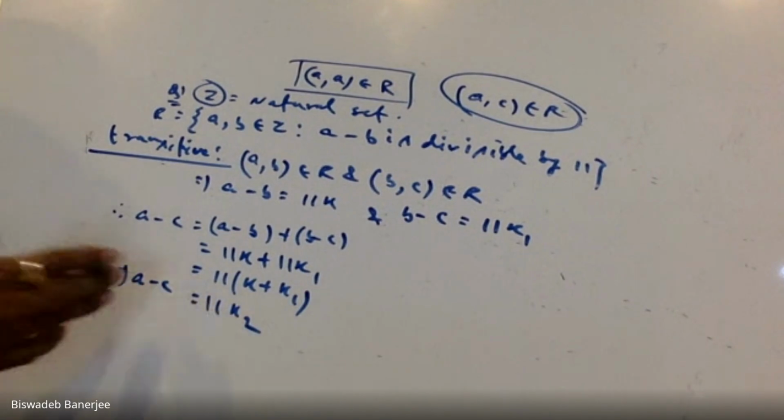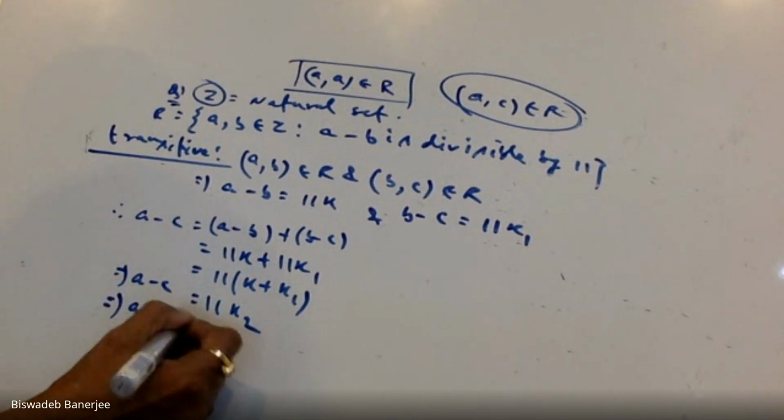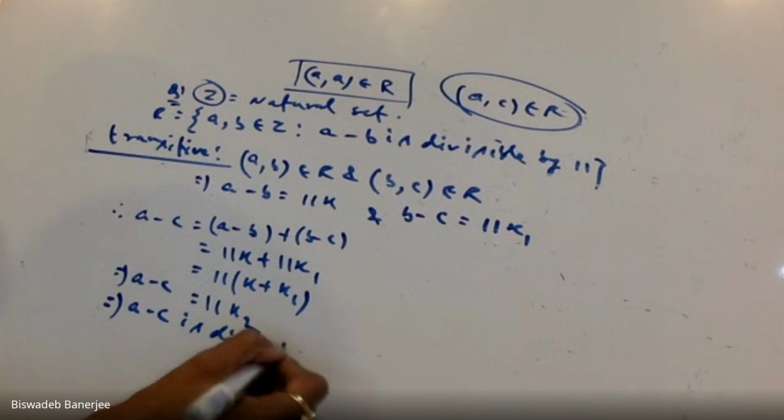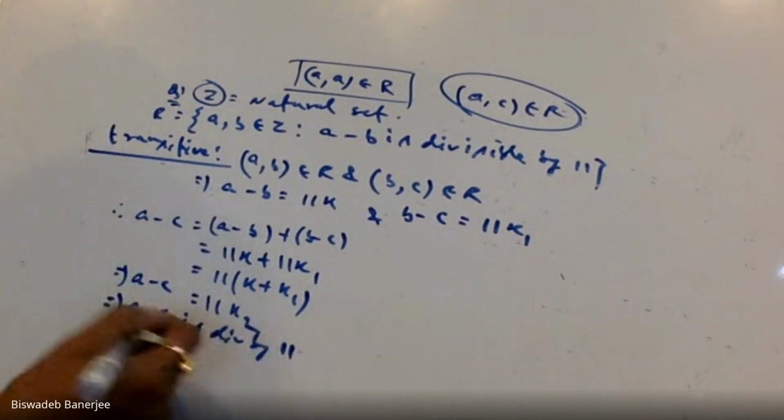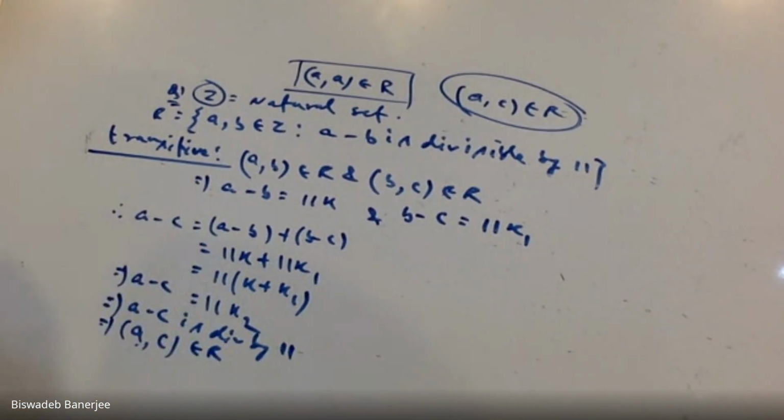That means A minus C is a multiple of 11. Multiple of 11 means, yes, A minus C is divisible by 11. That means we can say (A, C) belongs to this R. So yes, this relation is transitive. So the transitive property is proved, which means it is my equivalence relation. Okay, done. Anyone, any doubt from the concept?